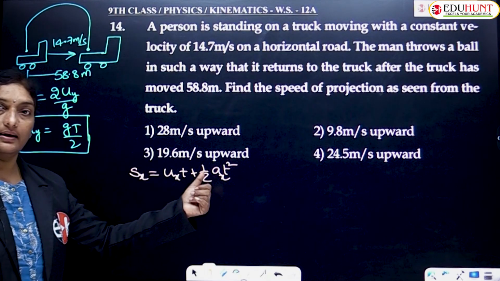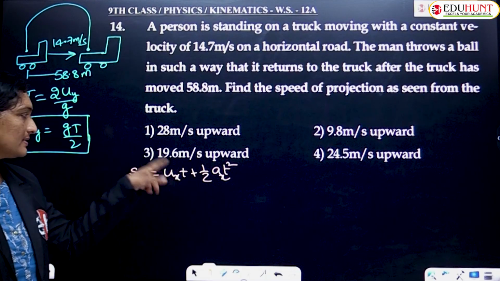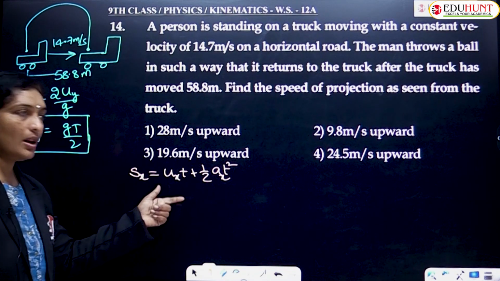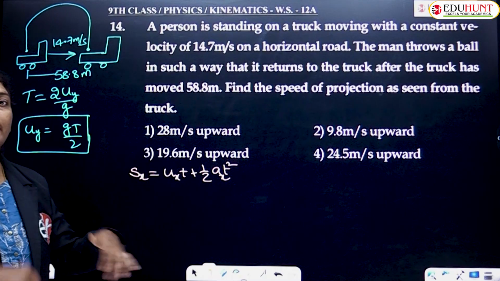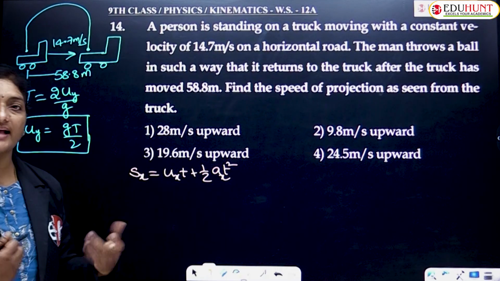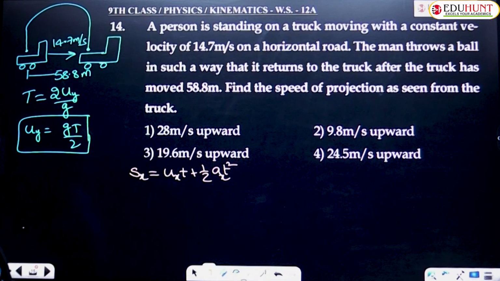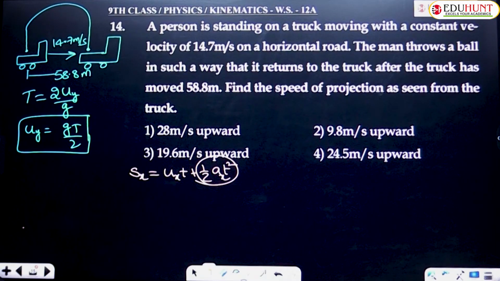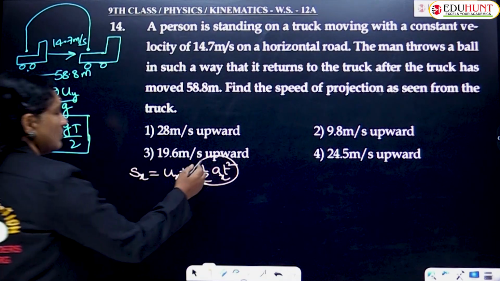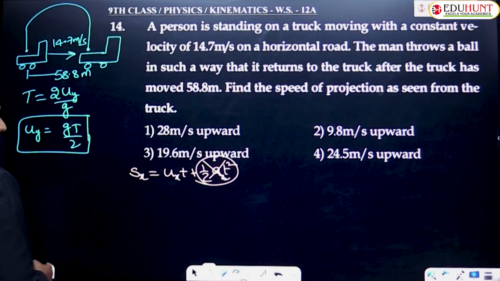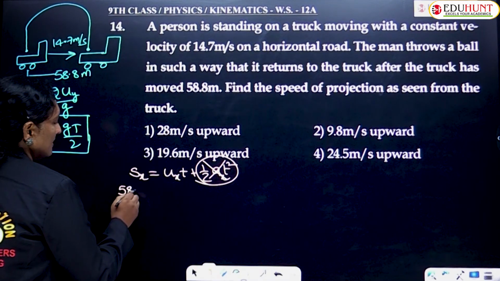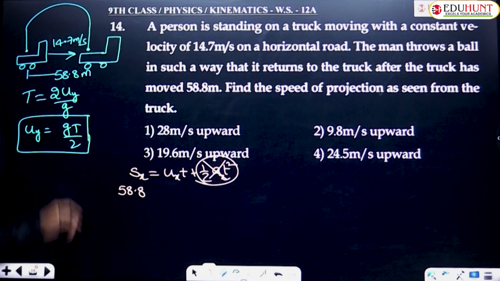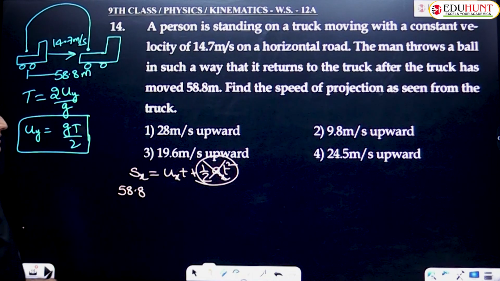As the ball is again inside the truck, the ball also attains the same velocity as the velocity of the truck. Hence, whether it is the ball or the truck, it must be traveling the same horizontal distance as well as with the same horizontal velocity. As long as the body is in horizontal motion, the acceleration is taken as 0. Hence, there won't be this term. This horizontal distance, they have given it as 58.8.